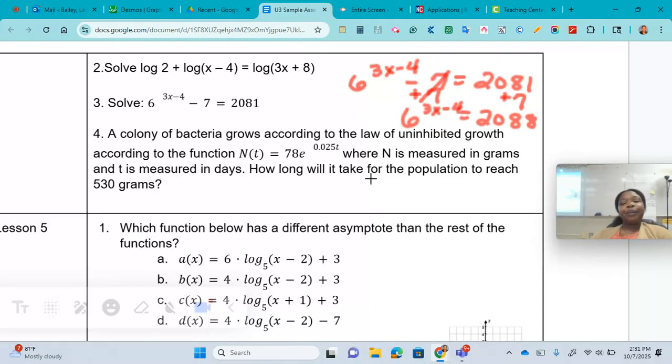Now, we need to get the x by itself, so now we need to move this 6. What's the opposite of an exponent? Logarithmic. So I'm going to do log base 6. What I do to one side, I have to do to the other side. Log base 6. That crosses this out. And now I have 3x minus 4 equals log base 6 of 2088.